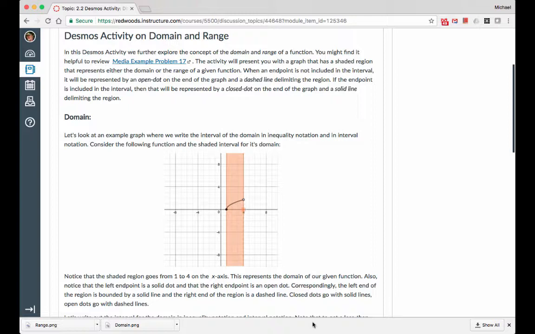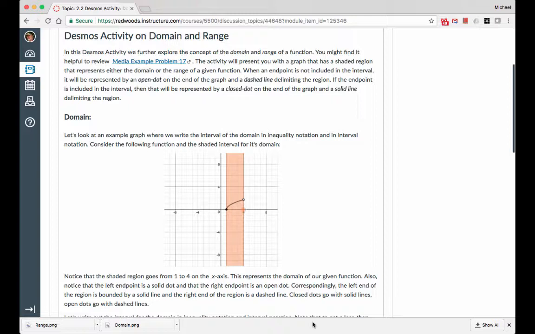So what we're going to do here is work with a graph that has a shaded region that represents either the domain or the range of a given function. An endpoint that is not included in the interval will be represented by an open dot at the end of the graph and a dashed line delimiting the region. If the endpoint is included in the interval, then we're going to use a closed dot at the end of the graph and a solid line delimiting the region.